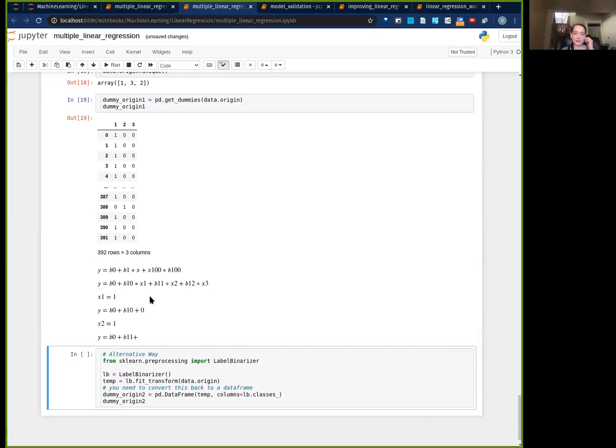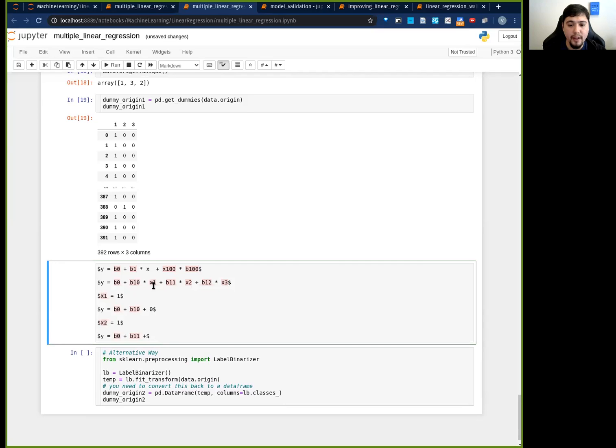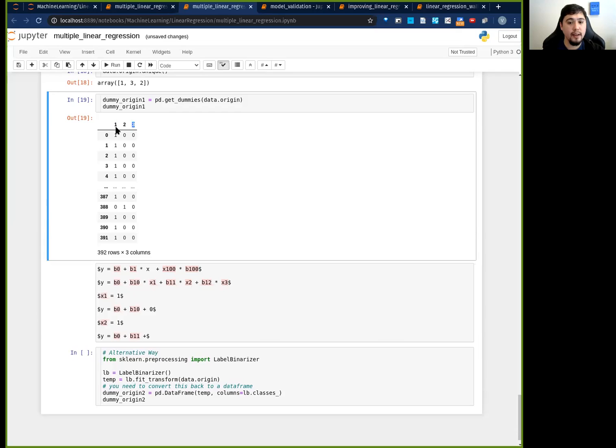I think I missed something. Why do the other two have to be 0 if x1 is 1? Good question. The reason that happens is because we define x as being the origin, and when we created x1, x2, x3, it's actually using dummy variables or one-hot encoding, where each one can only be 1 or 0. Because they're all connected together, if one of these is 1, then the rest have to be 0.